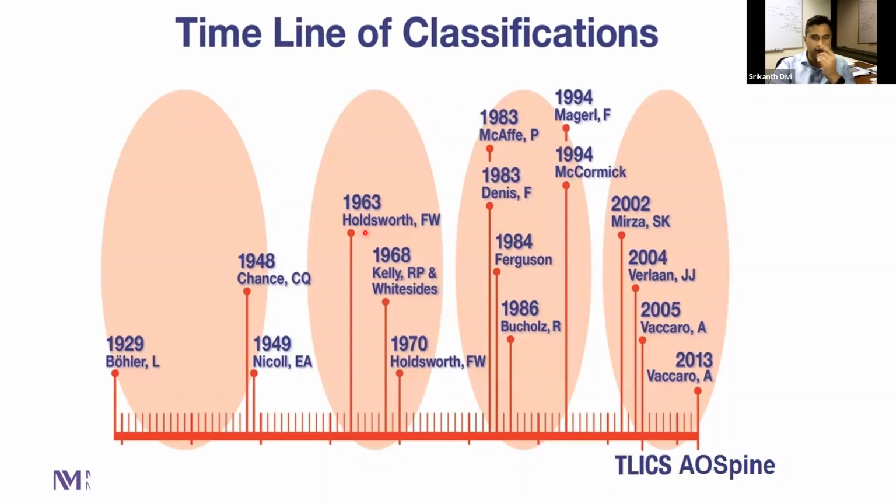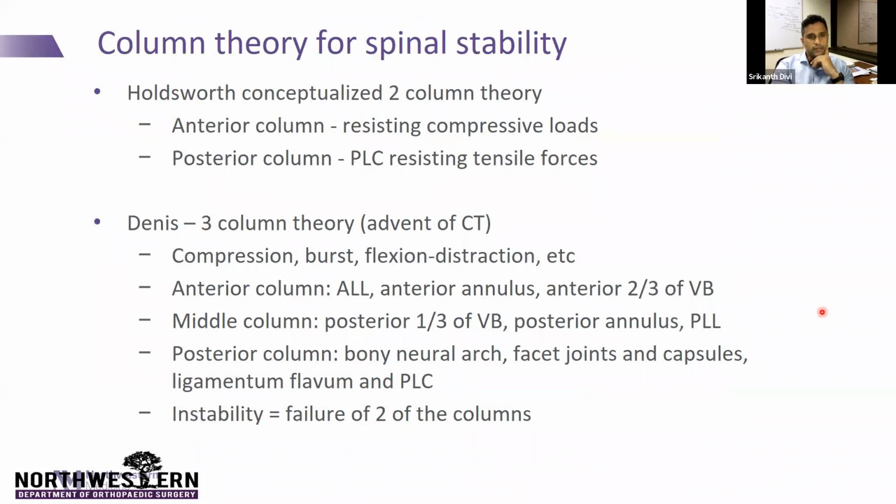I think you guys are probably familiar with, or maybe should know, Holdsworth, who came up with the 2-column definition of spinal stability. And then, which you're probably familiar with, is the Denis classification from '83, which elaborated that to the 3-column. Then in 2005, Vaccaro popularized the TLICS classification. So we'll go over those.